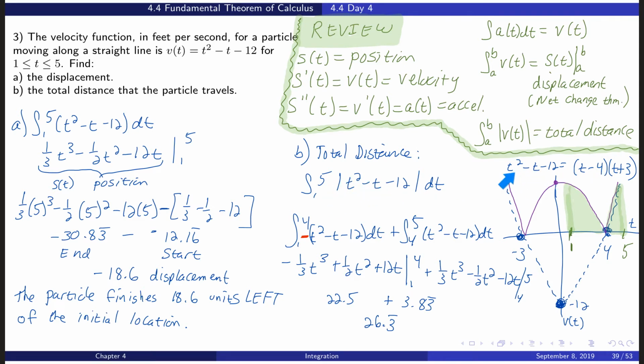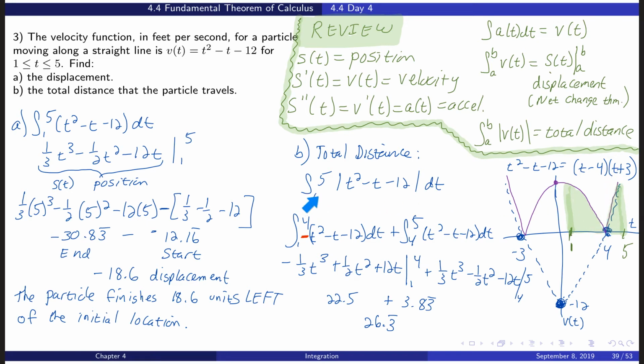I plotted that velocity function and found that the roots were at 4 and -3. It's a parabola with a y-intercept of -12. So I sketched the parabola and said that in order to define the total distance, I need the absolute value of that parabola. Anything that was positive stays positive. Anything that was negative gets flipped to the positive side. So what was -12 becomes +12.